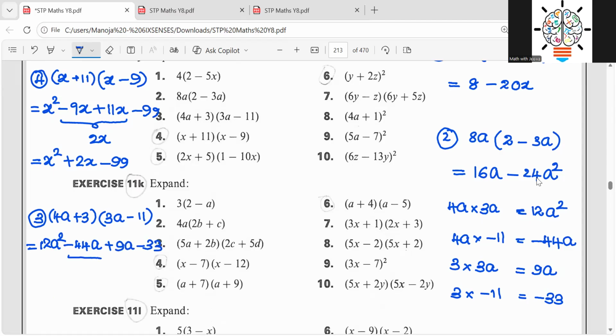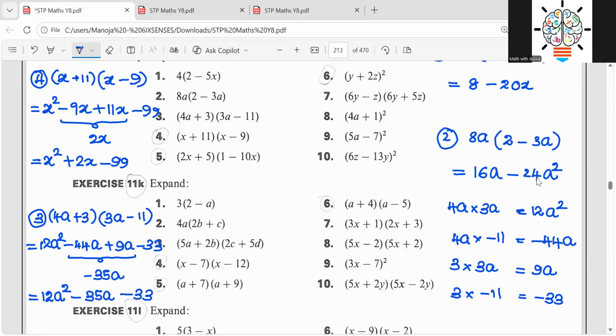Now here you can see the like terms, right? Negative 44 and positive 9, that you have the different signs. When you have the different signs, you know that you want to get the difference of the numbers. 44 and 9, the difference is 35, 35a, and the sign will be negative, and you conclude the answer 12a squared minus 35a minus 33.